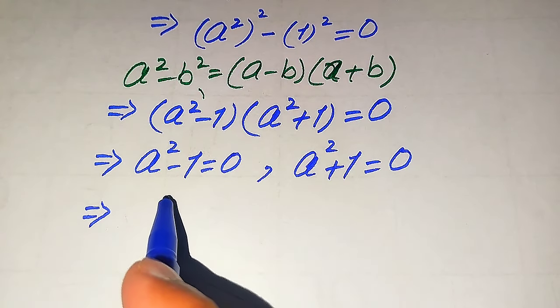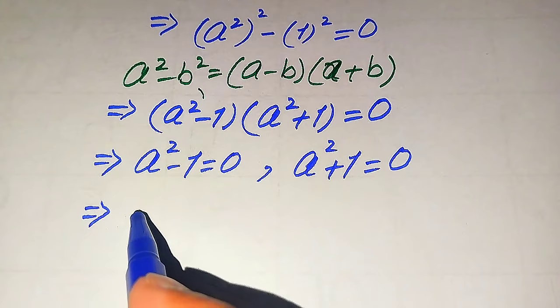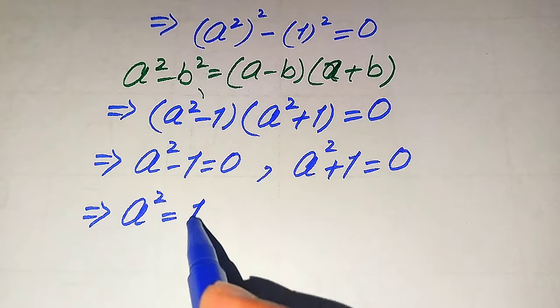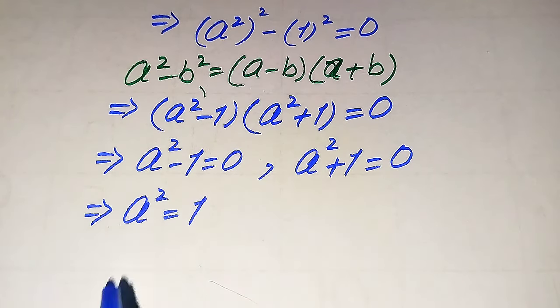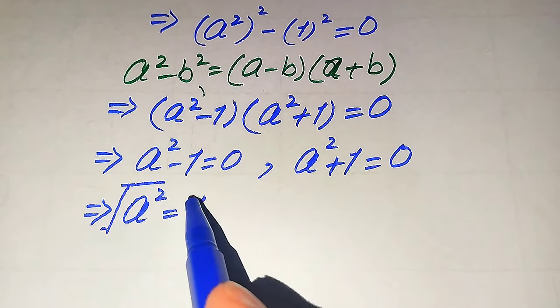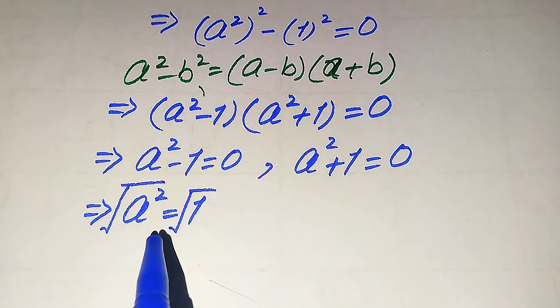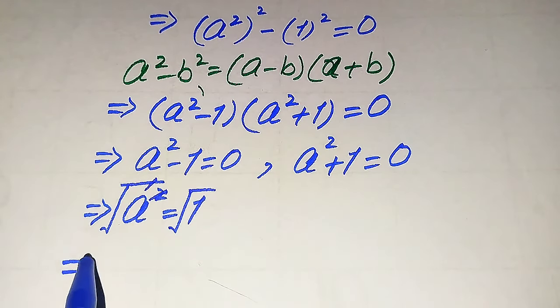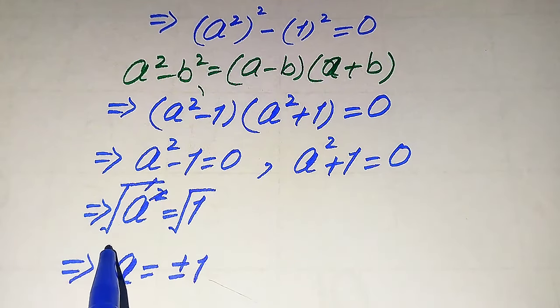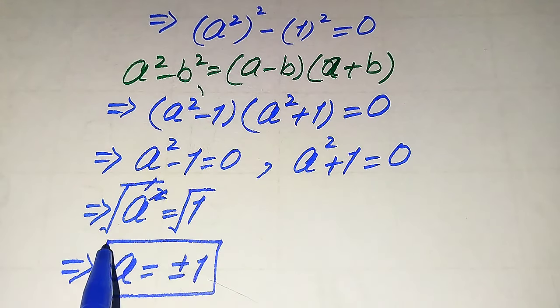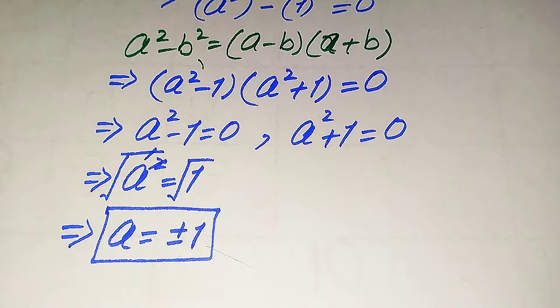From here we easily get the values of a. We move this minus 1 to the right hand side, and it becomes a square equals plus 1. So in order to find the values of a, we need to take the square root on both of the sides. So the square and the square root are gone, and we get a equals plus minus 1. You know that when we apply the square root on both of the sides, we write the plus minus sign on any one of the sides. So we write it here on the right hand side.